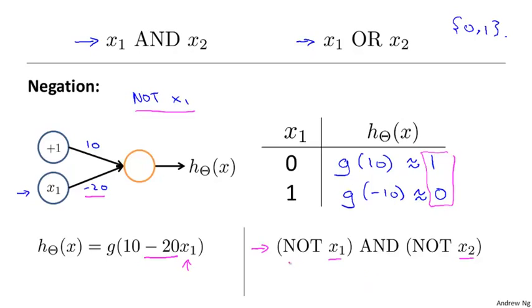Right? And so this logical function, not x1 and not x2, is going to be equal to 1 if and only if x1 equals x2 equals 0, right? So this is a logical function that says not x1, that means x1 must be 0, and not x2, that means x2 must be equal to 0 as well. So this logical function is equal to 1 if and only if both x1 and x2 are equal to 0. And hopefully you should be able to figure out how to make a small neural network to compute this logical function as well.